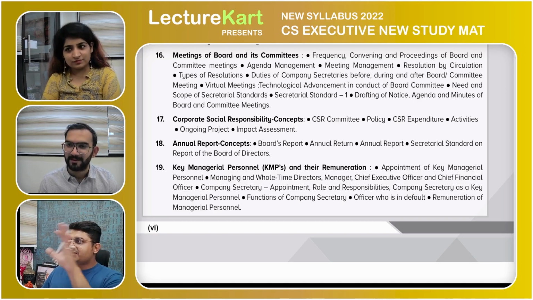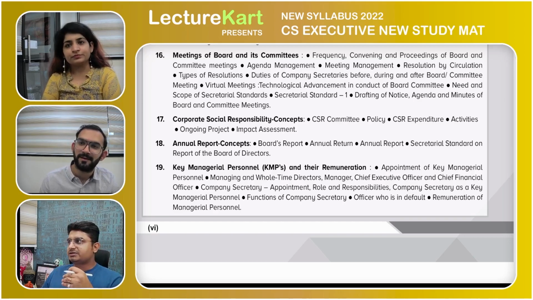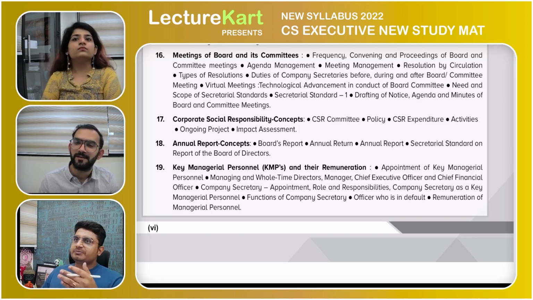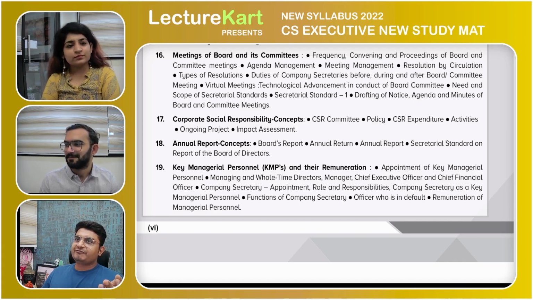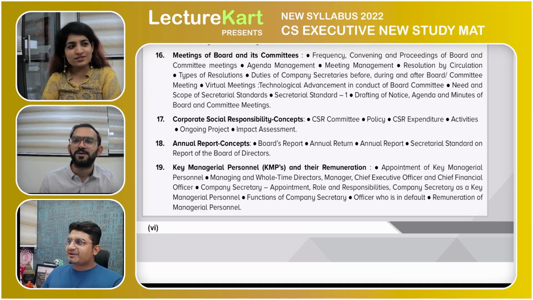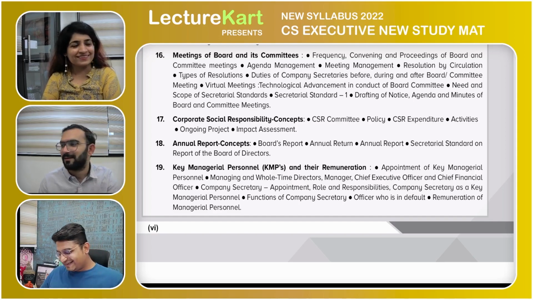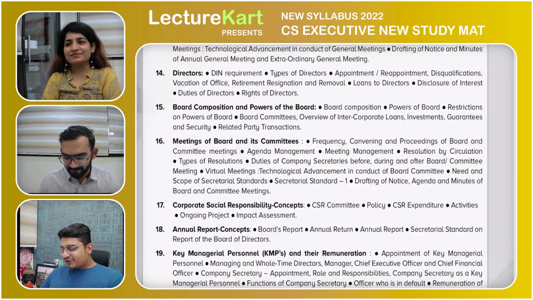So the basic change that they made in the CS Executive new syllabus was that they removed the objective subjects and made those subjects subjective, which for some students may be a good thing, but for the majority of students it is a bad thing, because they will have to write. Majority here is 99.99%.